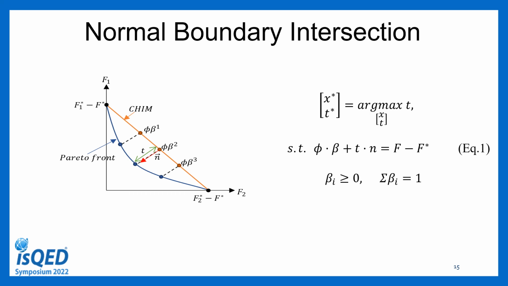In order to solve the multi-objective optimization, we use the normal boundary intersection method, which is a deterministic method, and its formulation is shown on the right side as equation 1. And on the left side you can see its process. The aim here is to maximize t, which is the distance from the Pareto front points, and the points are the CHIM. The CHIM line is the line connecting the individual minima of f1 and f2 together.